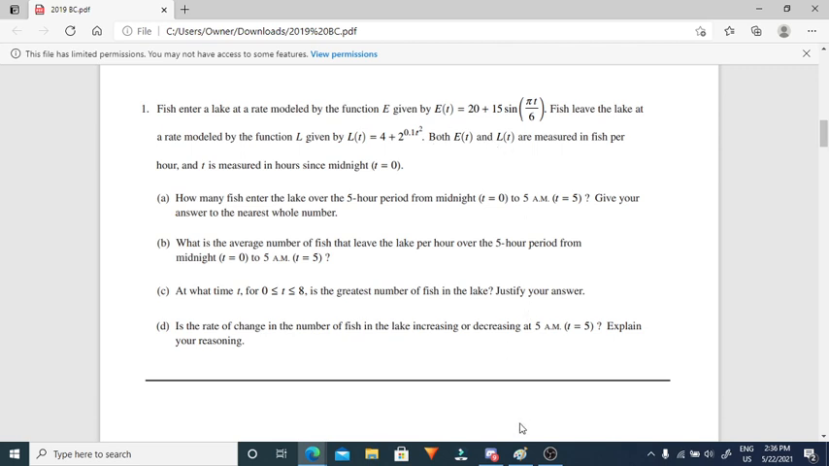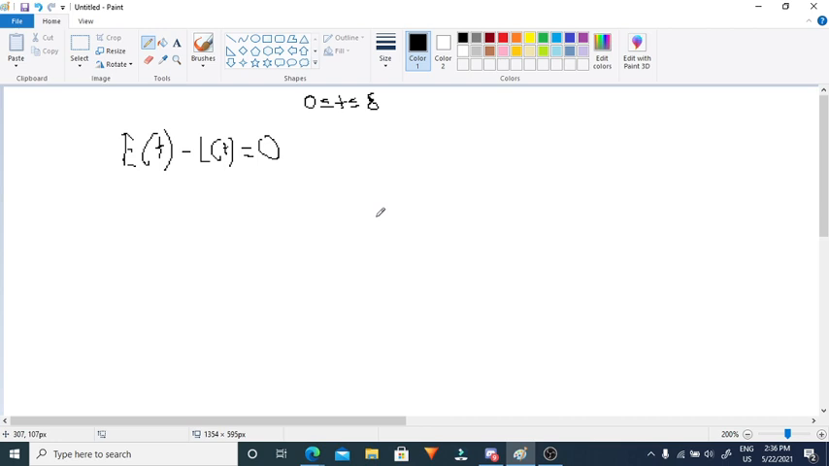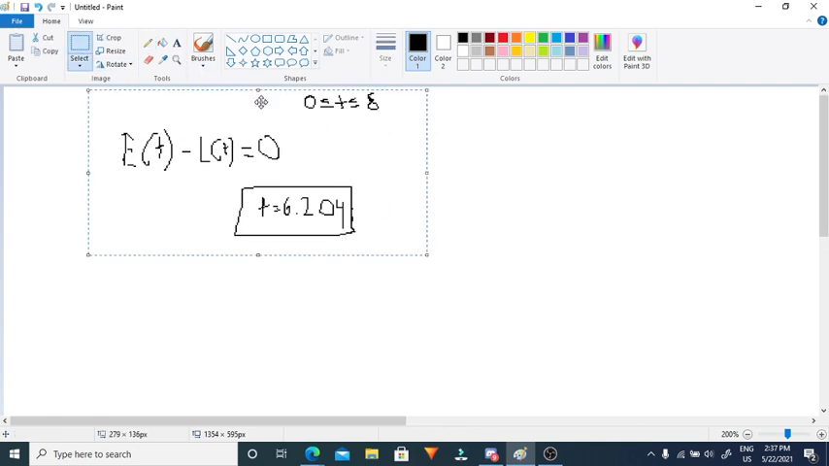And once again, we're supposed to be using a graphing calculator, and we can solve it using that, and we end up getting t equals 6.204. And this is the only maximum within the interval, and it is the maximum amount of fish in the lake during this interval. That is question C.